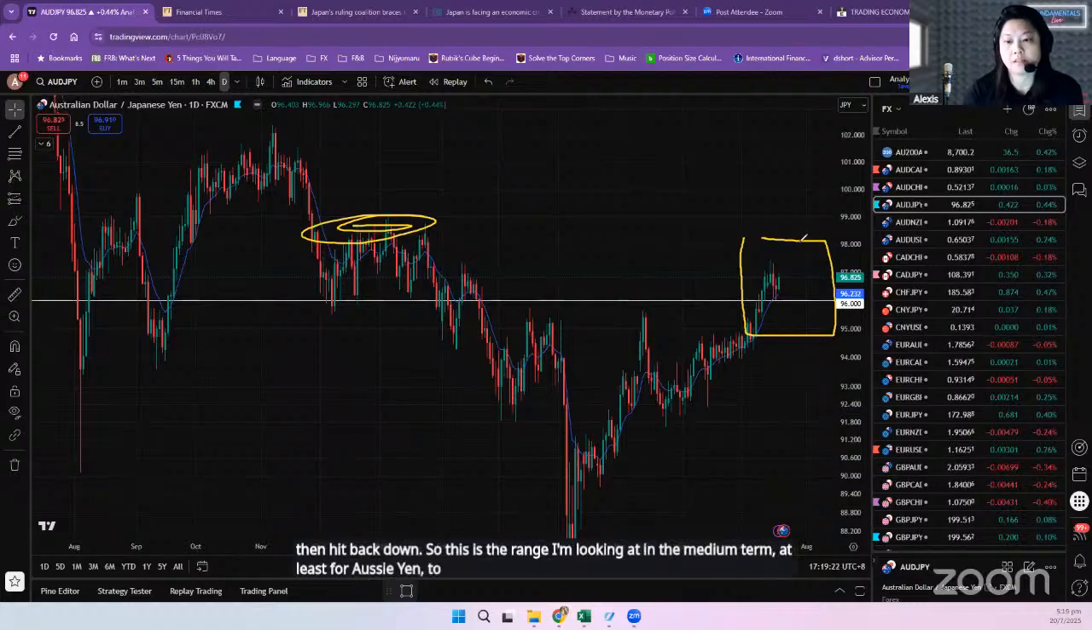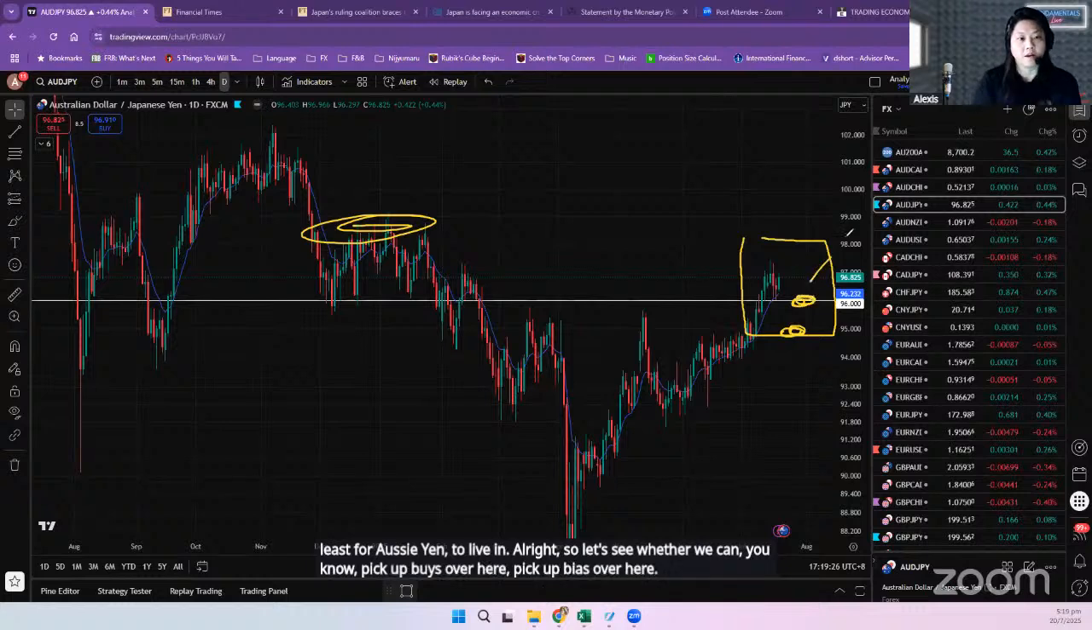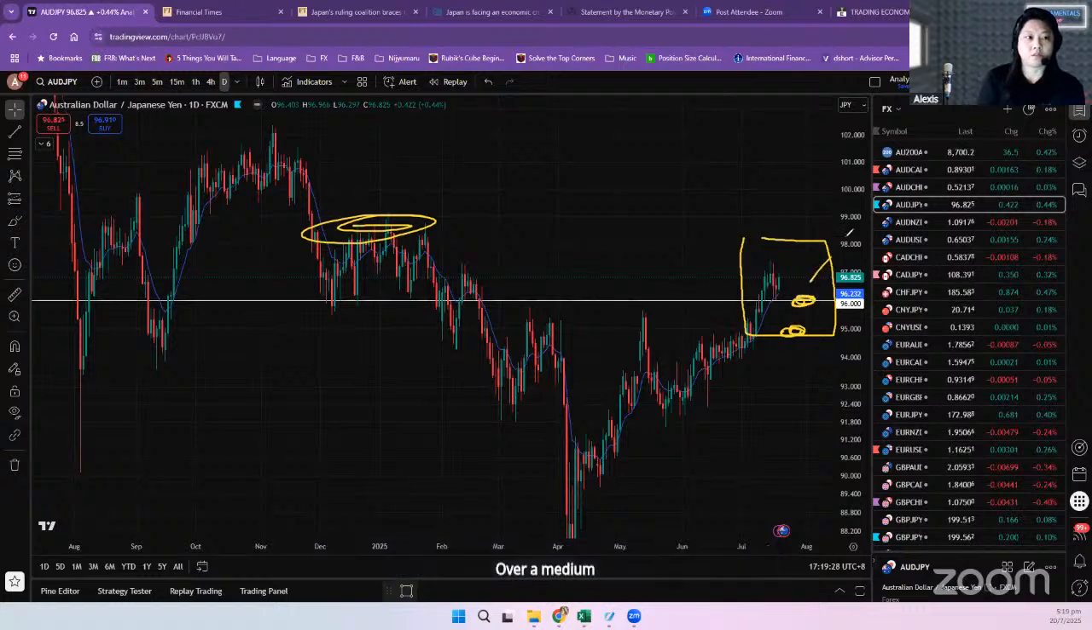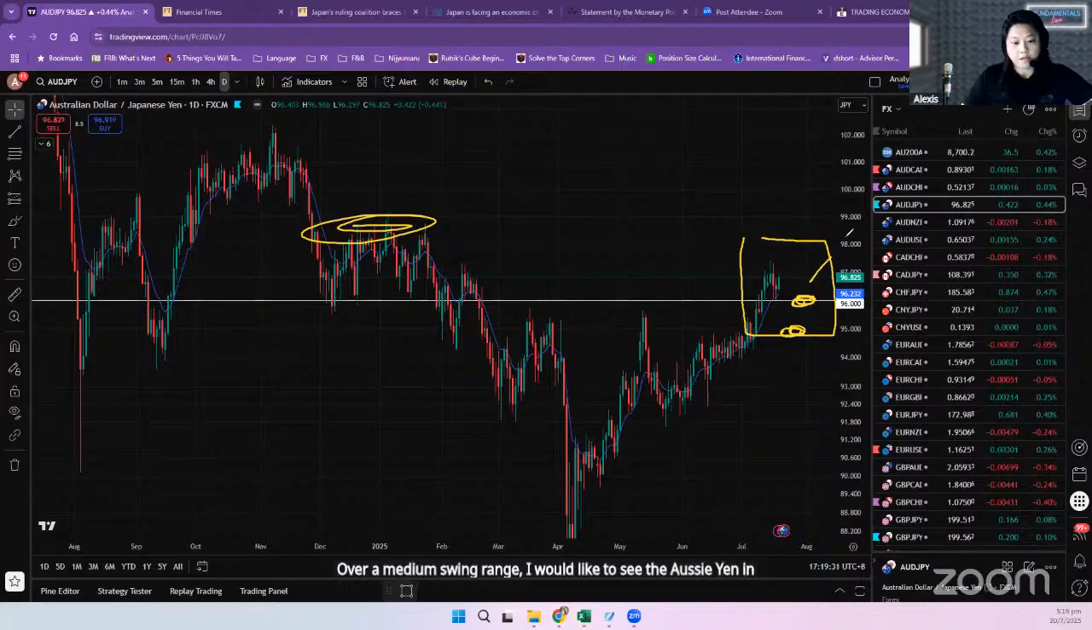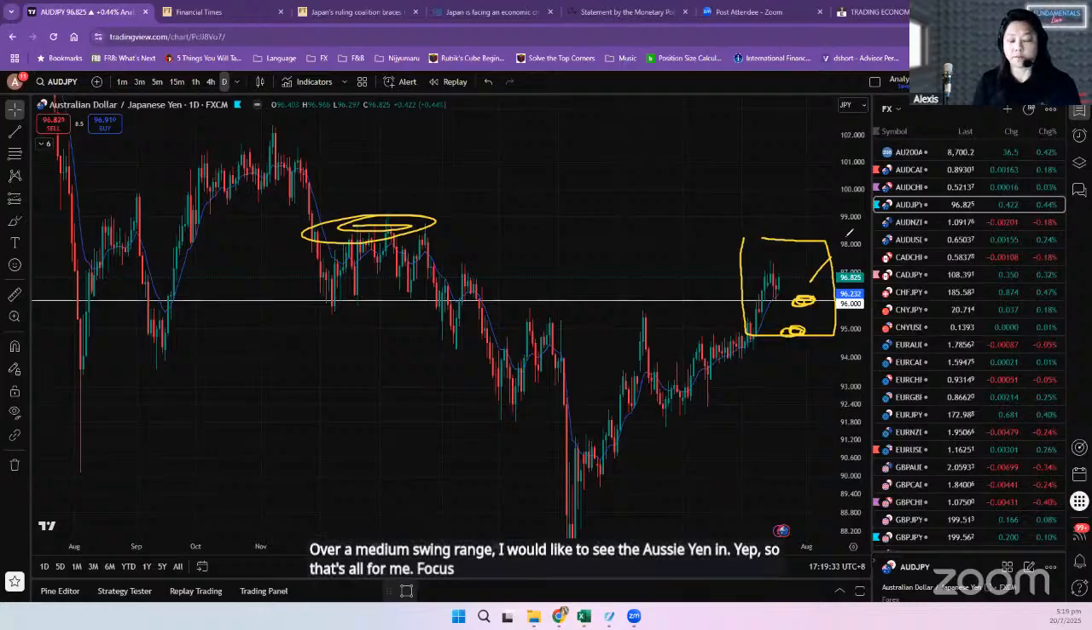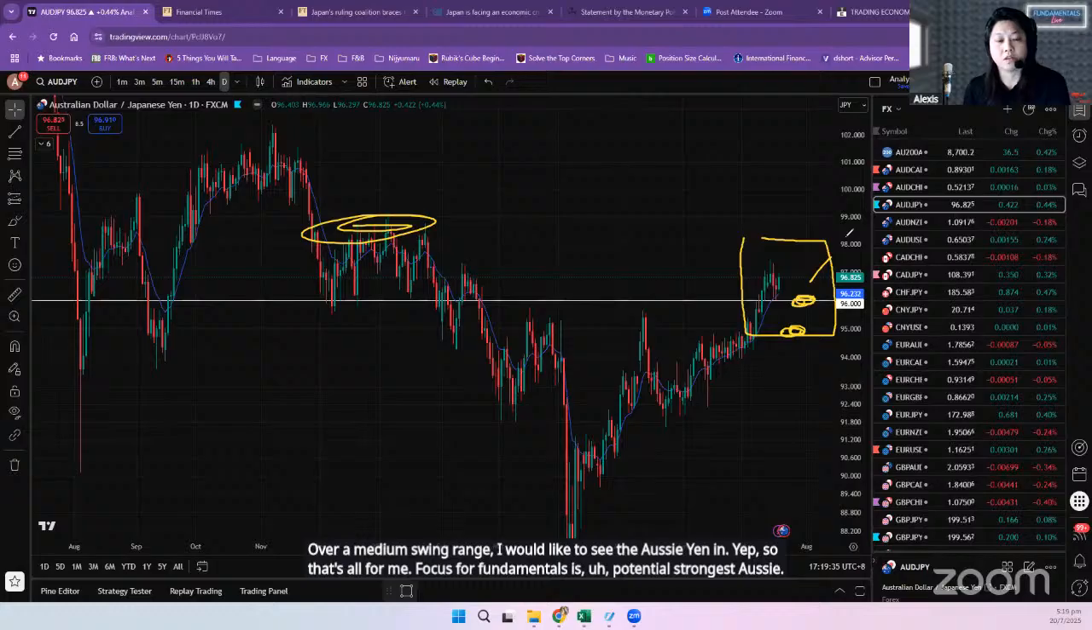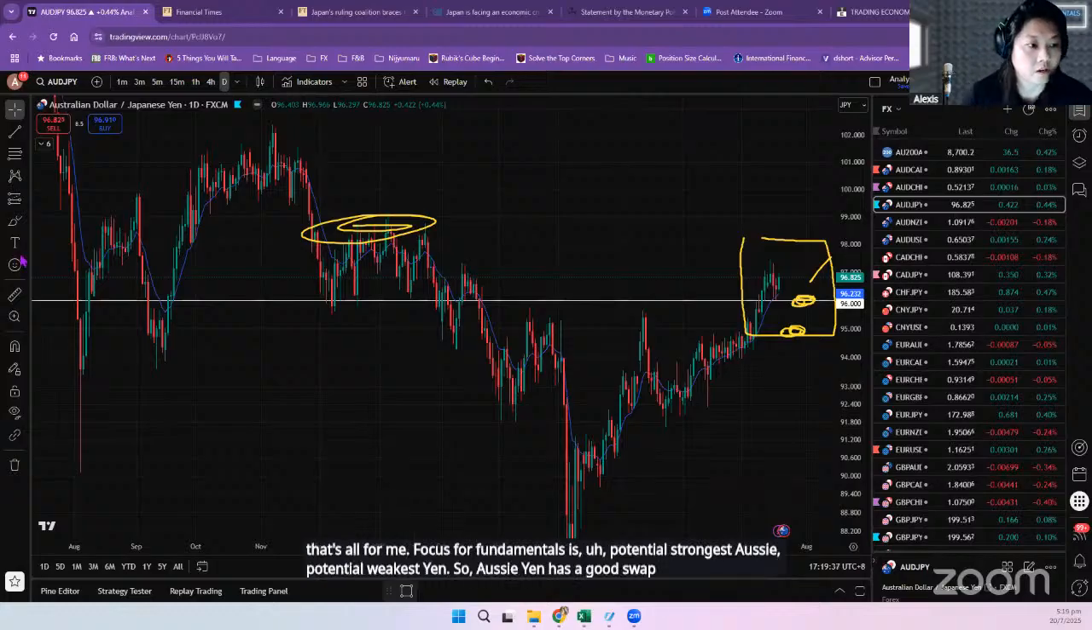All right, so let's see whether we can pick up buys over here, pick up buys over here, but this is where, over a medium swing range, I would like to see the Aussie yen in. Yep, so that's all for me. Focus for fundamentals is potential strongest Aussie, potential weakest yen. So Aussie yen has a good swap, and that's what I'll be focusing on in the next couple of weeks.